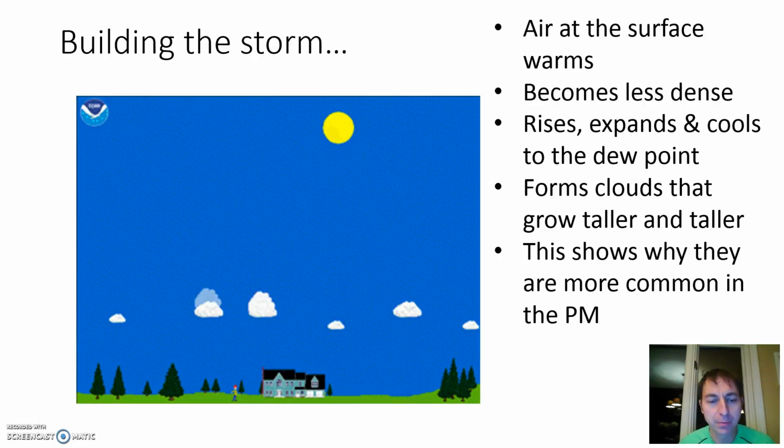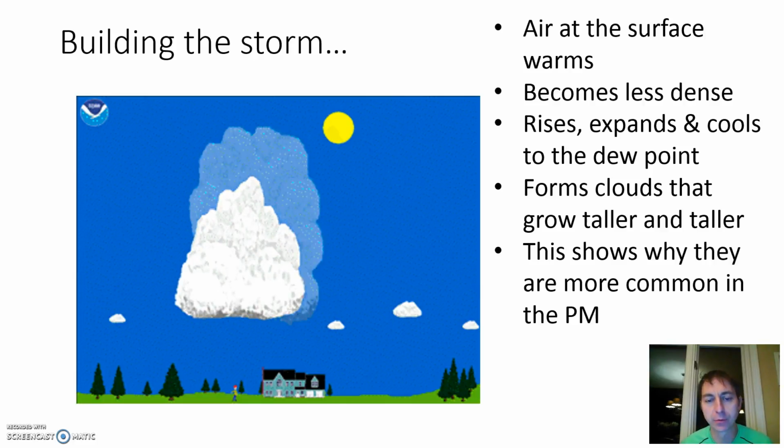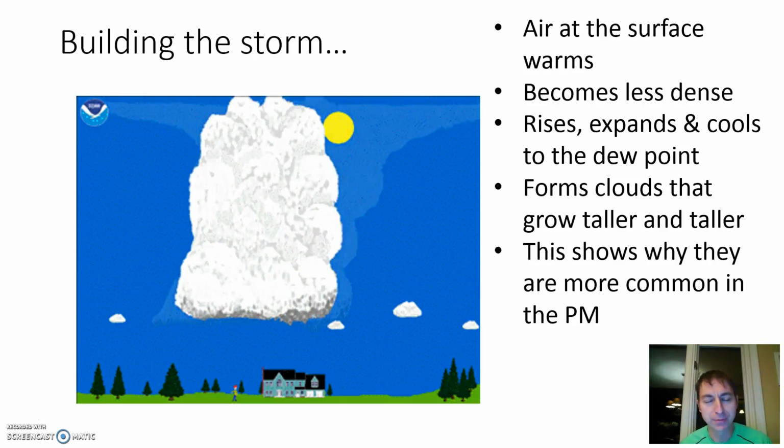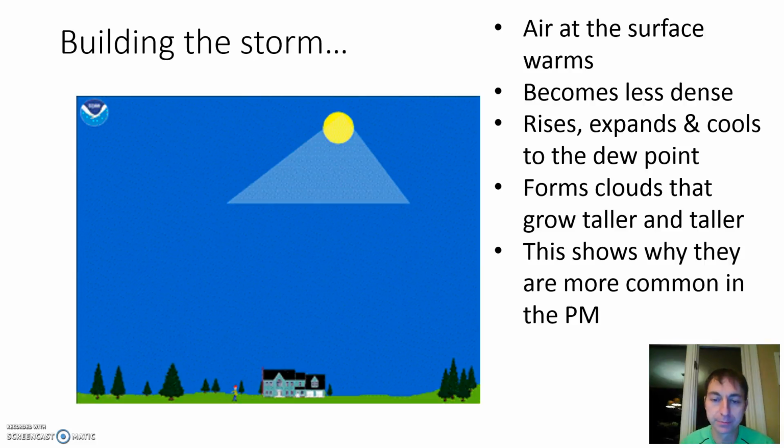If we think about this as a process, when would this happen? Well, you'd need a lot of heating over the course of the morning. And this shows us why afternoon thunderstorms tend to be a much more common thing than morning thunderstorms.